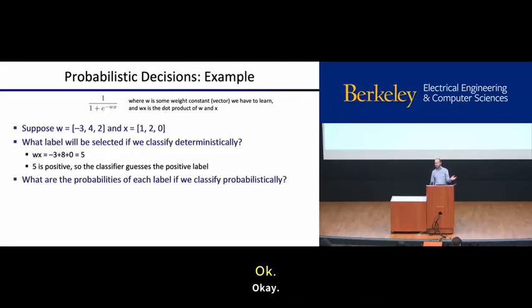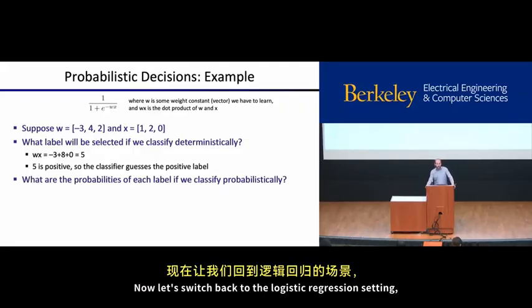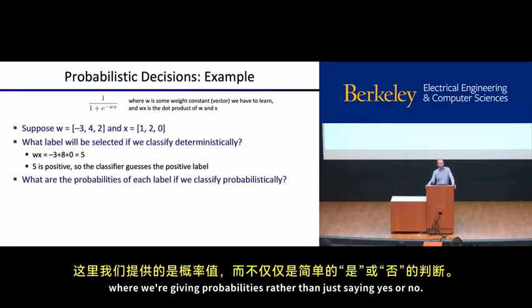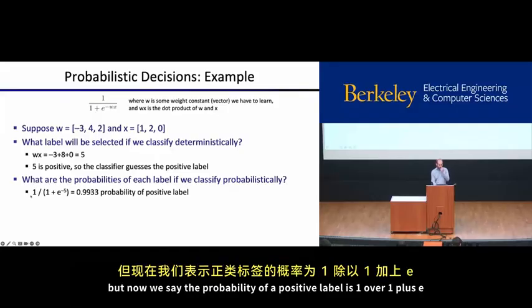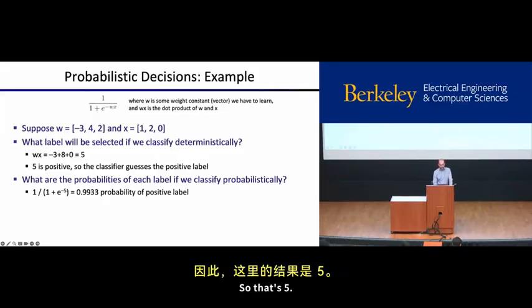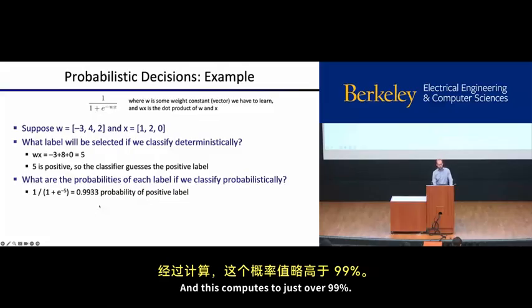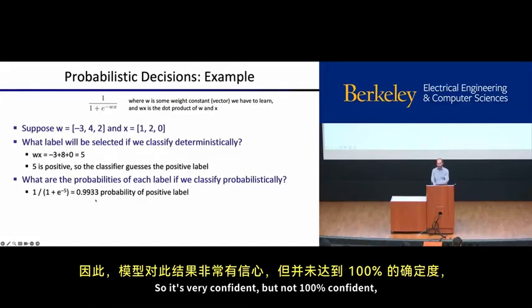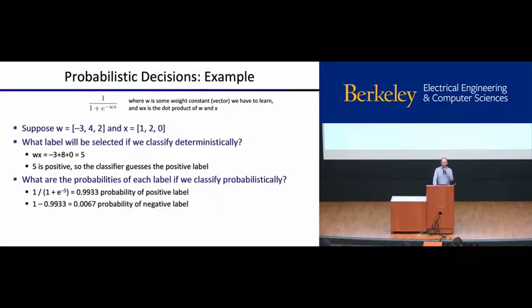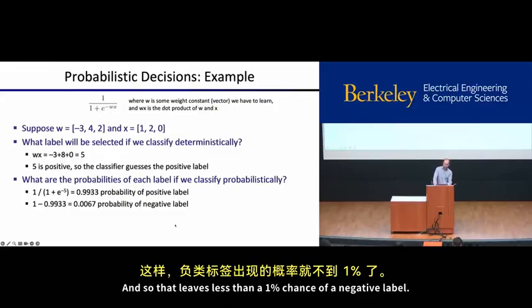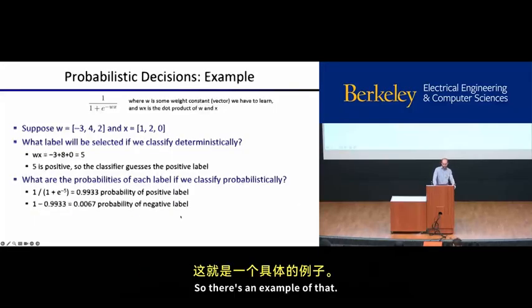Okay, now let's switch back to the logistic regression setting where we're giving probabilities rather than just saying yes or no. So what we do here, we do the same dot product, w times x, but now we say the probability of a positive label is 1 over 1 plus e to the negative that. So that's 5, and this computes to just over 99%. So it's very confident, but not 100% confident, which is kind of the implication of the perceptron. And so that leaves less than a 1% chance of a negative label. So there's an example of that.